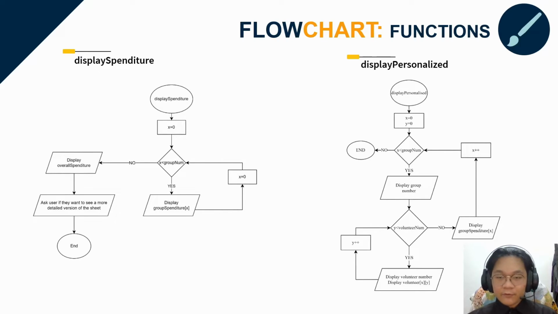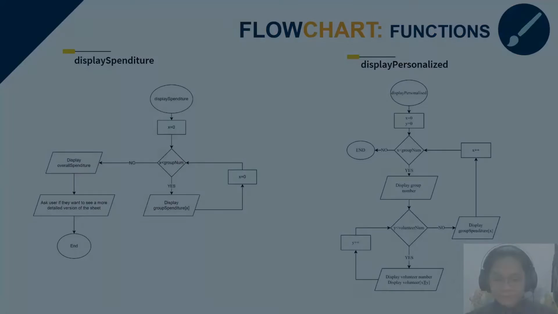The fourth one, which is display personalized, is just simply two loops to display all the volunteers' calculated allowance that will be put in.